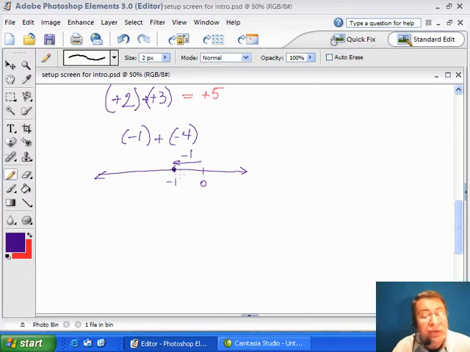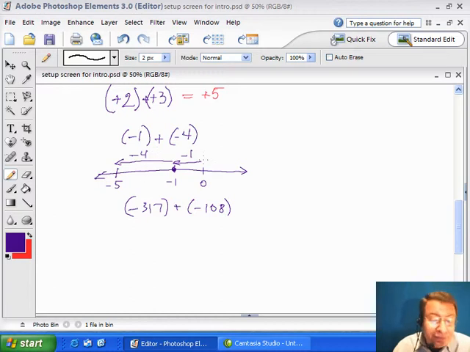If I stopped here, that would be my answer. But we want to take negative 1 and add a negative 4 to it. And even though we want to go to the right, this negative 4 pushes us back to the left, and we want to go 4 units more to the left from negative 1, and that will give us negative 5. Now I know many of you want to start drawing little lines on here, but what if I had negative 317 plus a negative 108? There'd be a lot of lines drawn before you get to an answer. So let's first just get used to the idea of what kind of process we go through.